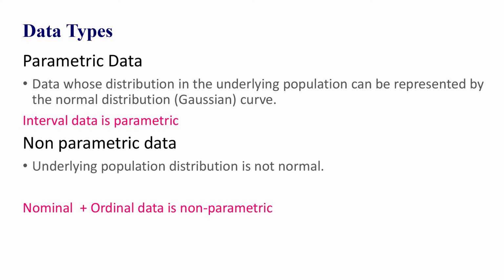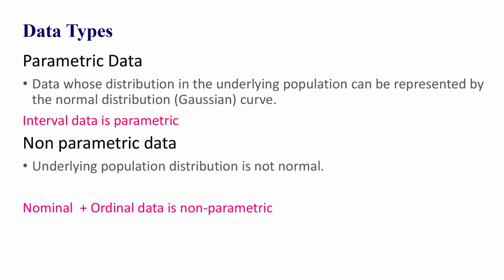One data type is parametric data, where the distribution is normal. It follows the Gaussian curve. So that data is called parametric data. And generally, interval data is parametric in nature. And then non-parametric data, where the underlying population distribution is not normal, and generally, or by rule, nominal and ordinal data are non-parametric in nature. So you have to keep this in mind while selecting the test.